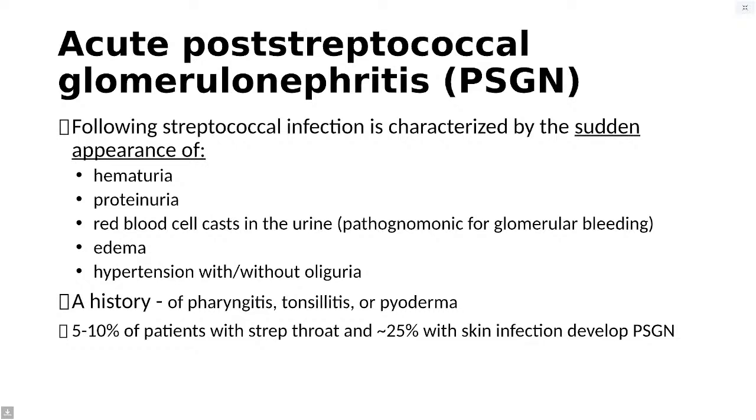In the history, we have to ask about pharyngitis, tonsillitis, or pyoderma. 5 to 10% of children with strep throat and 25% of children with skin infection develop PSGN.